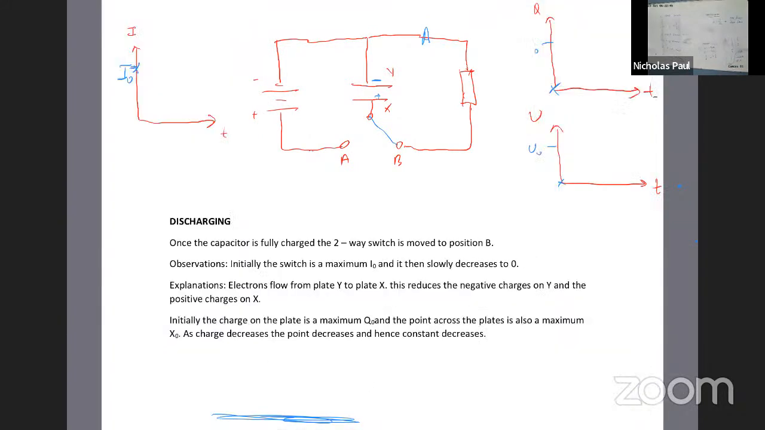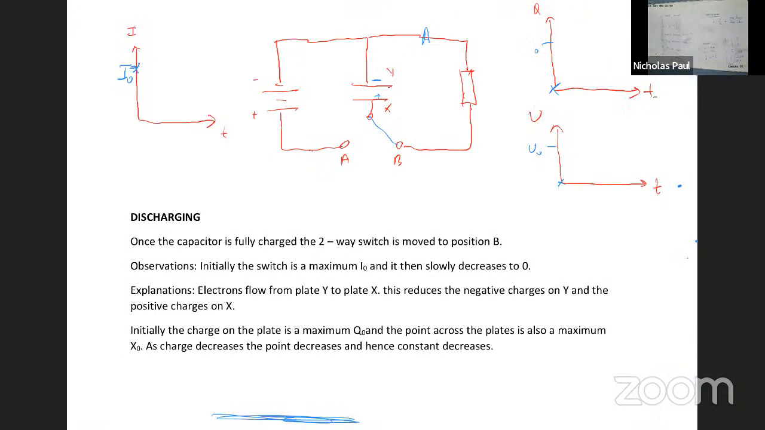We just want to take a look at discharging, and we finish. So once the capacitor is fully charged, the two-way switch is now moved to B. Initially, the current is at a maximum and then slowly decreases to 0. So the graph for the current looks like this. And we know the formula already: I is equal to I naught e to the minus t over RC.